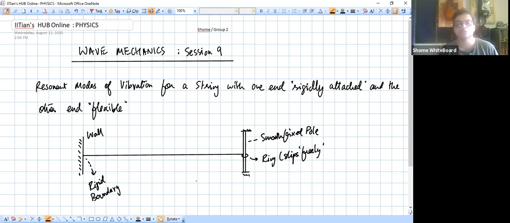So as a result, this end of the string becomes a flexible boundary, or what we also used to call a soft boundary, and this is a rigid or a hard boundary. So pulses, as they reflect back and forth from here, there is phase inversion and there's no displacement at this point because it's like a nodal point, and this becomes like an anti-nodal kind of point. So that kind of situation.